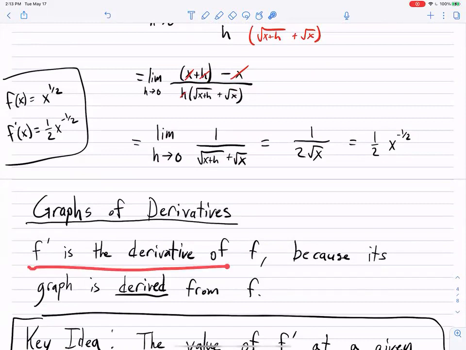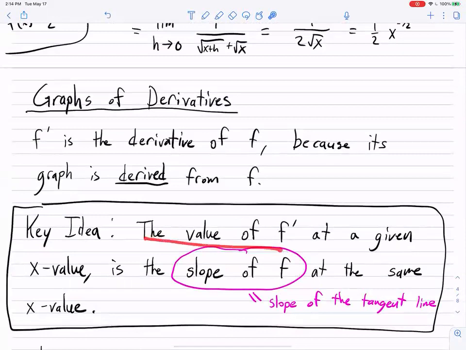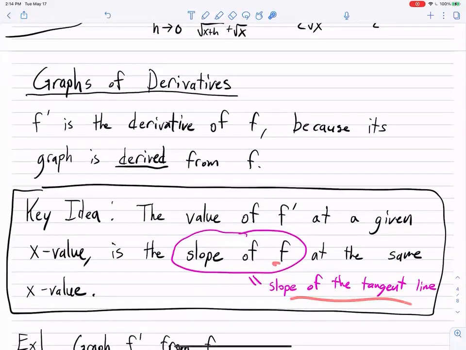If f prime is the derivative of f, its graph is derived from f, and that's kind of where the term derivative comes from. It's derived from the function. And so the key idea is this: the value of f prime, the number it spits out at a given x value, is the slope of f at the same x value, because that's the slope of the tangent line. So when we say slope of f, I mean slope of the tangent line.